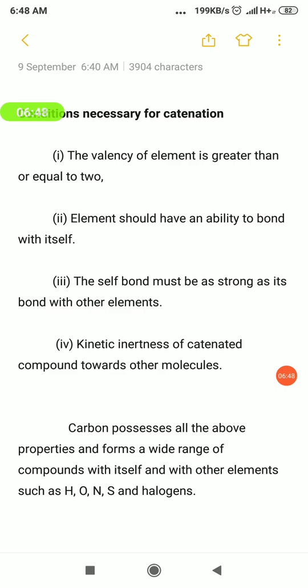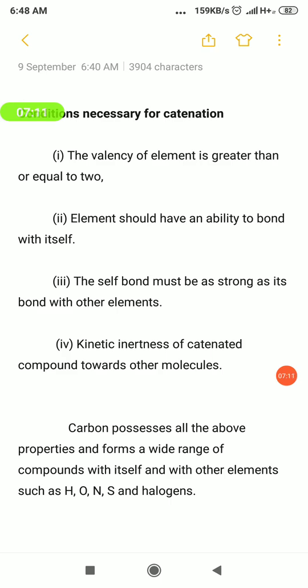So it satisfies the second condition also. Then third condition, the self bond must be strong. ஒரு கார்பனும் இன்னொரு கார்பனும் சேர்ந்து பாண்ட் ஃபார்ம் பண்ணும்போது அது எவ்வளோ ஸ்ட்ராங்காக இருக்கணும் அப்படின்னா, அதே கார்பன் இன்னொரு ஆட்டம், ஒரு ஆக்சிஜன் கூடயோ ஒரு சல்ஃபர் கூடயோ பாண்ட் ஃபார்ம் பண்ணும்போது எந்த அளவுக்கு அந்த பாண்டு ஸ்ட்ராங்காக இருக்குதோ அதே மாதிரி இந்த கார்பன் பாண்டும் ஸ்ட்ராங்காக இருக்கணும். That is condition number 3. The self bond must be as strong as its bond with other elements.